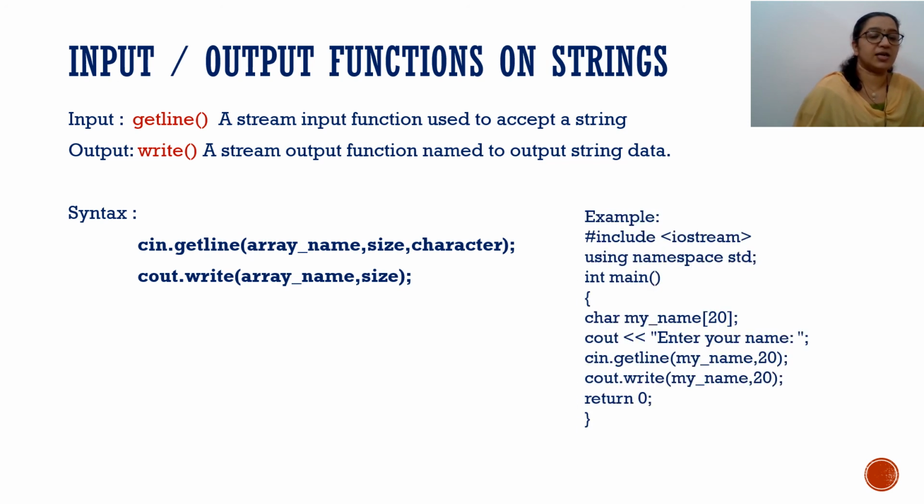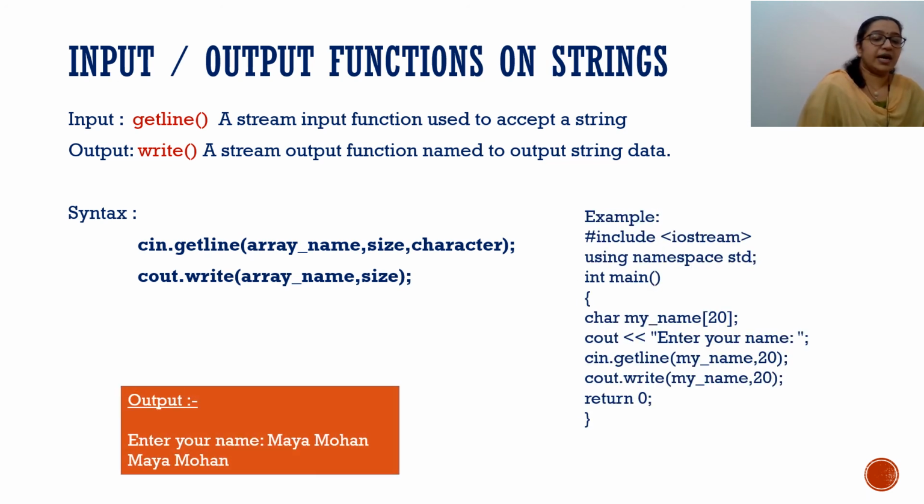Just see the output screen. Enter your name, Maya space Mohan. We got the output as Maya space Mohan itself. So two methods, two functions are there. If only one word, we can directly use the cin statement. But if there are multiple words, we can use the gets function, a console function, or the getline function for input. Then for display, cout is there, the write function is there, a stream function, and one console function also is there, that is puts.